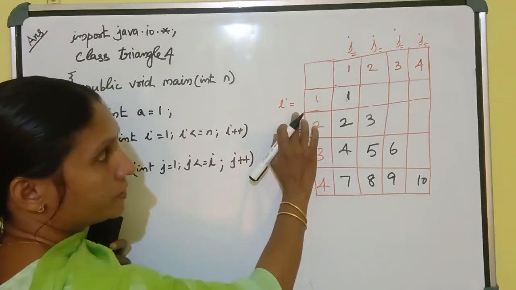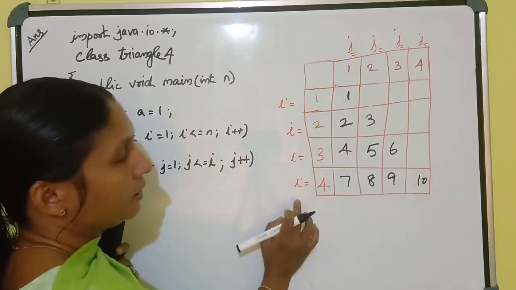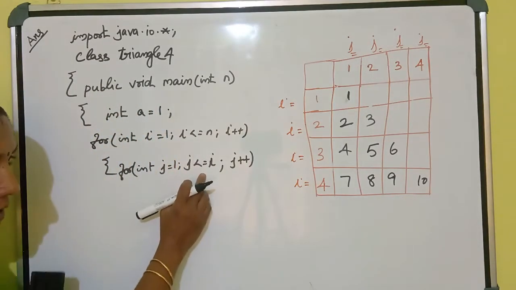We all are familiar with this because the row number is equal to the number of columns. That means for the first row we have one column, for the second row two columns, for the third row three columns, for the fourth row four columns. Because of the limit we can give it like this.